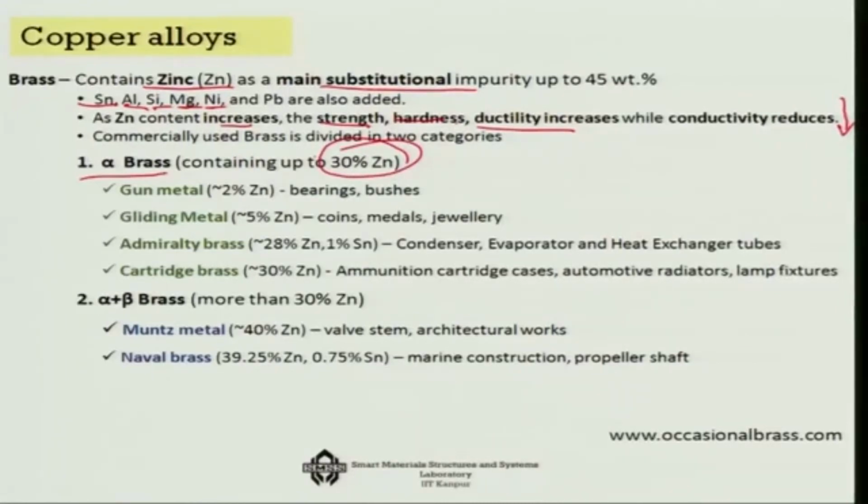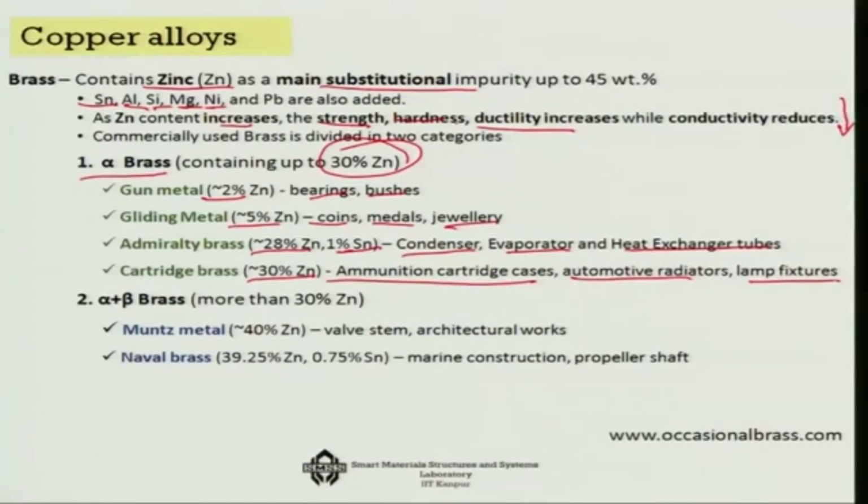This has many variations, for example, gunmetal which has 2% zinc used in bearings or bushes, or say gliding metal 5% of zinc used in coins, medals and jewelries, or say Admiralty brass which has about 28% of zinc, 1% of tin, which is used in condensers, evaporators, heat exchangers. Then the cartridge brass which has about 30% zinc, it is also used in ammunition cartridge cases, automotive radiators, lamp fixtures. So, the degree of zinc is much higher there.